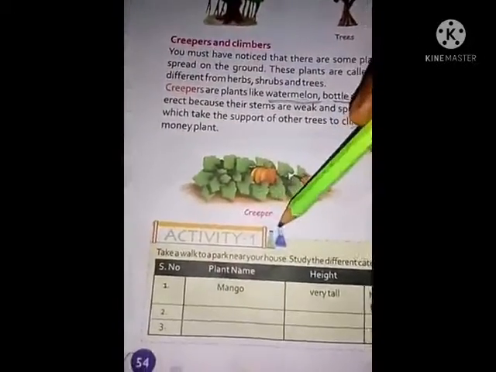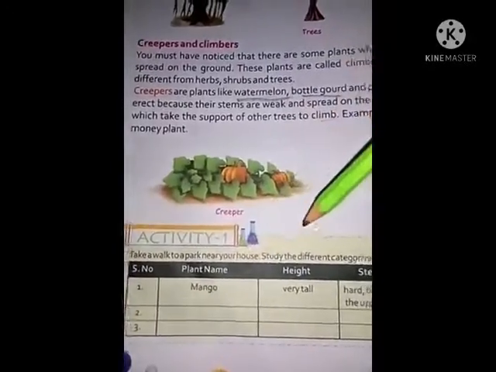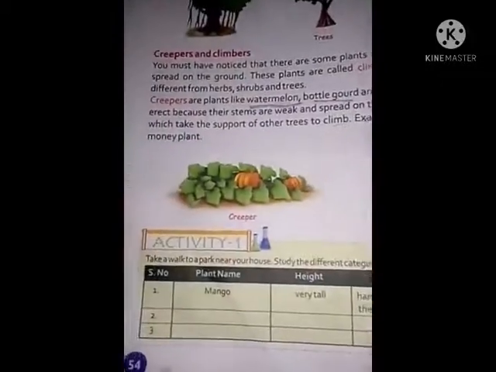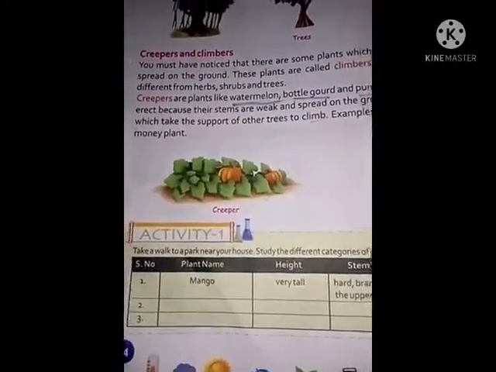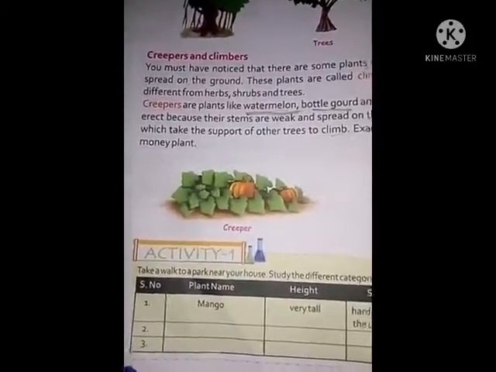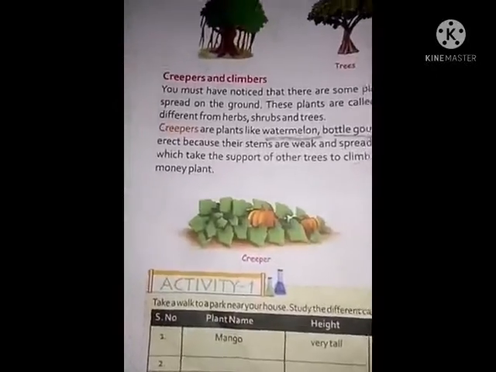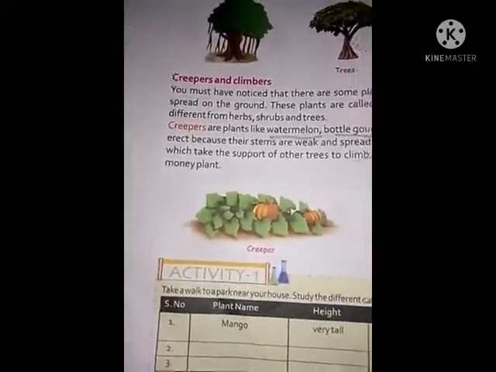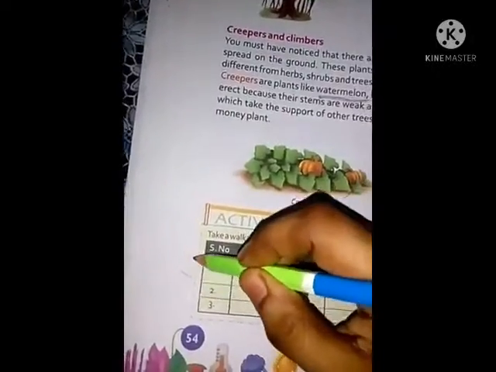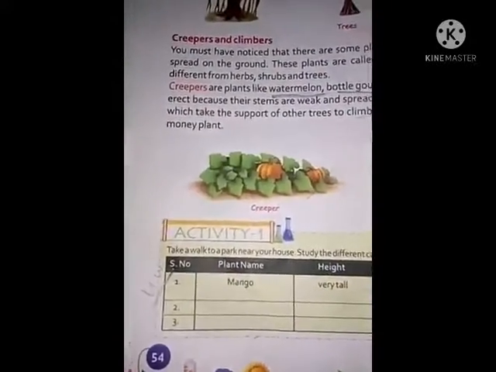Now see activity 1. Take a walk to a park near your house. Study the different categories of plants. Note down the details. No need to go to a park near your house. Just observe what you have in your house, what type of plants you have in your home. So observe that and write here. This is your homework. Okay, write the plant names which you have in your own house.